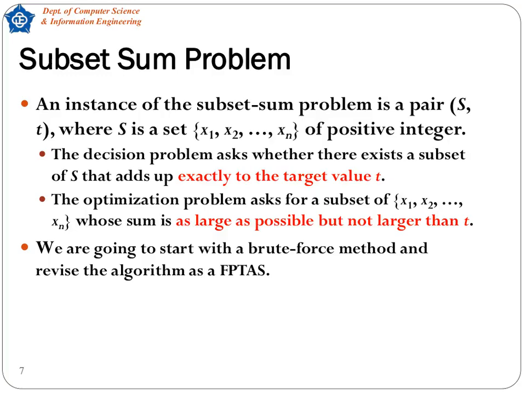Building on our previous example, let's now formalize the subset sum problem. An instance consists of a set S of positive integers and a target value t. In the decision version, we ask, is there a subset of S whose elements sum exactly to t? In the optimization version, we instead look for a subset whose sum is as large as possible without exceeding t. To solve this, we'll first explore a straightforward brute force approach, then refine it into a fully polynomial time approximation scheme. Next up, we'll dive into that brute force algorithm and analyze how it works.